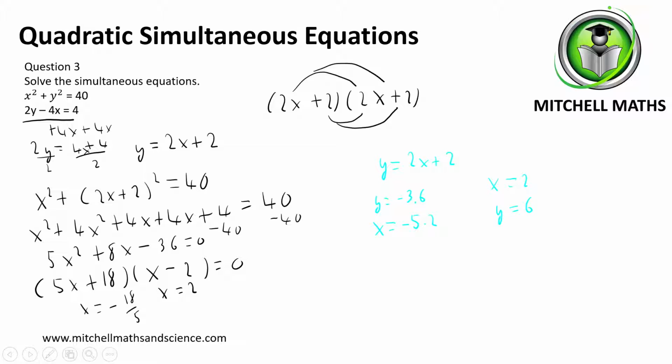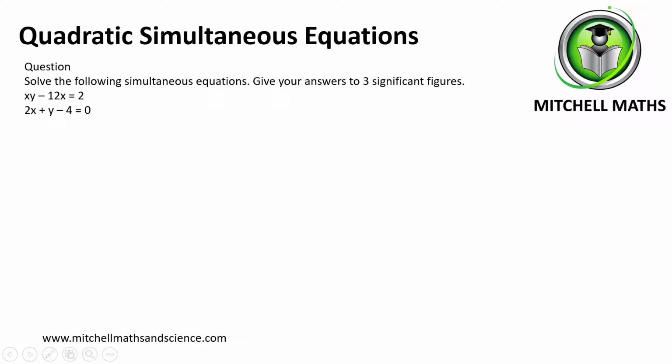And we'll do one last question. This says, solve the following simultaneous equations. Give your answers to 3 significant figures. Now, that 3 significant figures is very important, because that probably tells you that this isn't one that you can factorise. It's going to be a quadratic formula one, and it'll be on a calculator paper. So you would be able to use your calculator for questions like this.